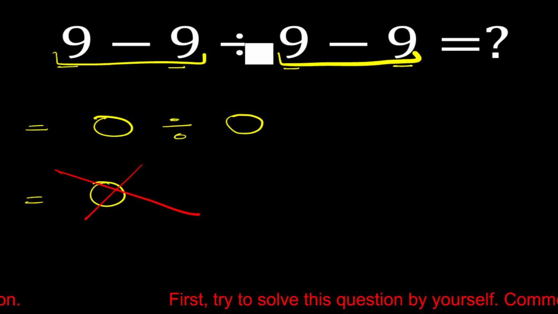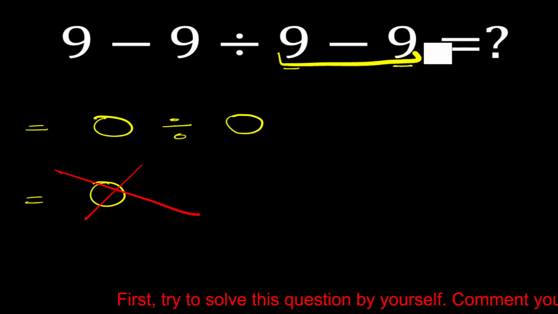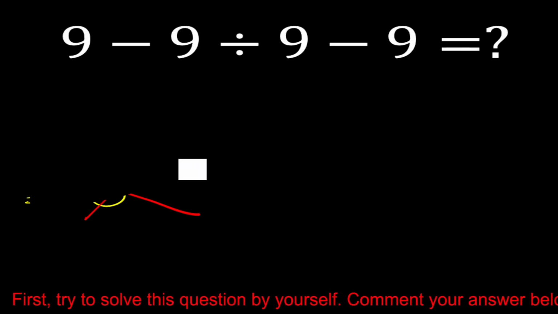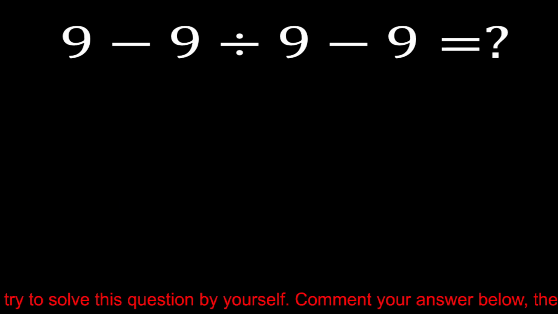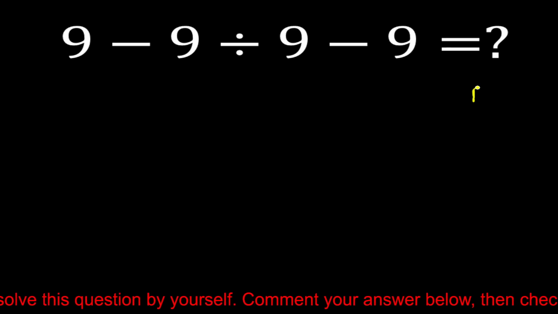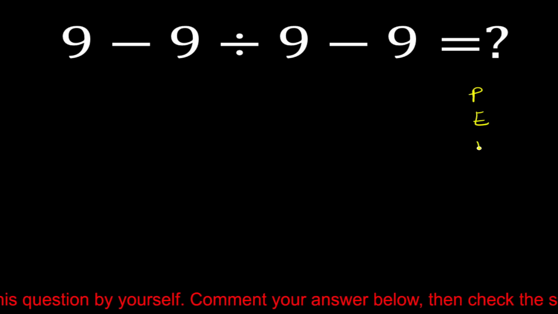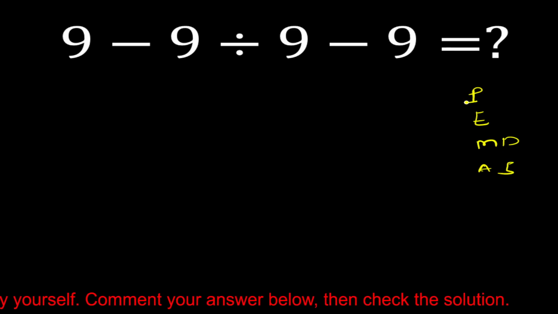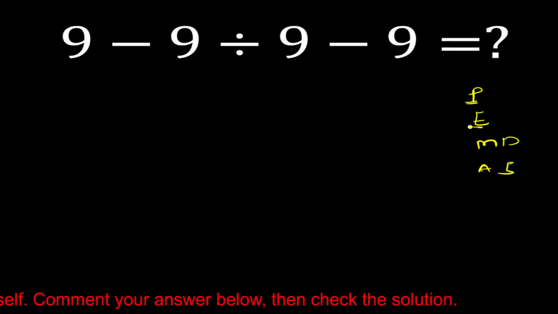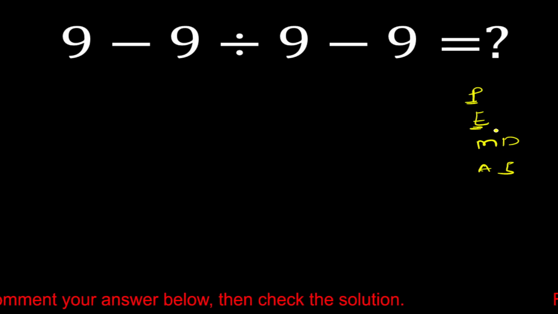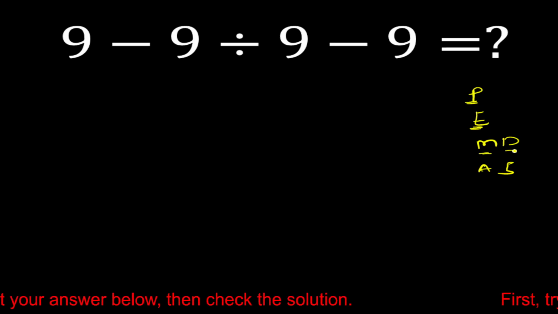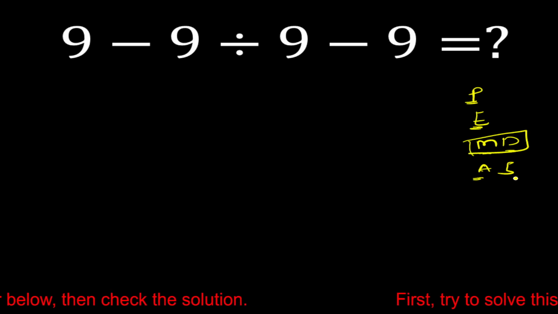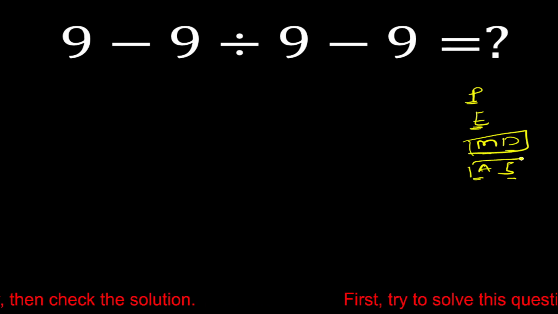Now let's solve this problem correctly by using the PEMDAS rule. PEMDAS. P means first priority is parentheses, E means second priority is exponents, M means multiplication and D means division. Both have equal priority. A means addition and S means subtraction. Also both have equal priority.